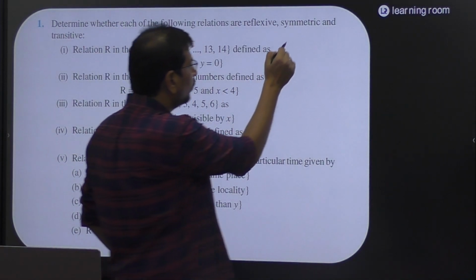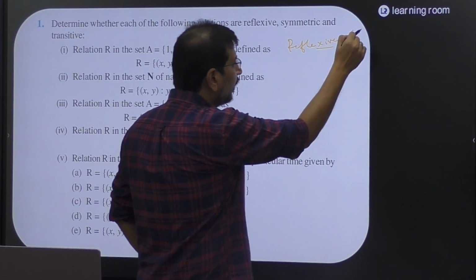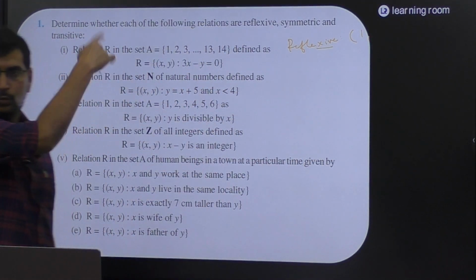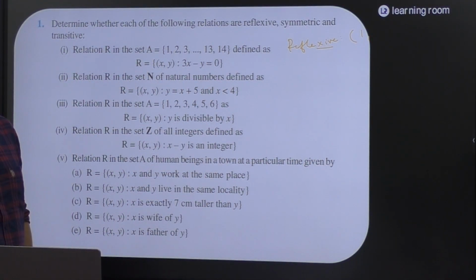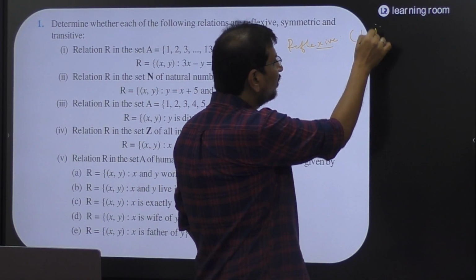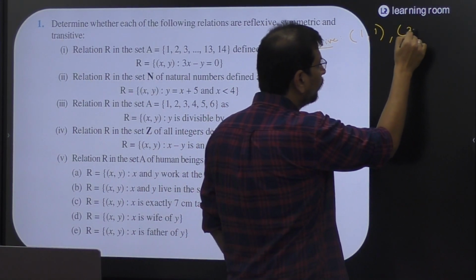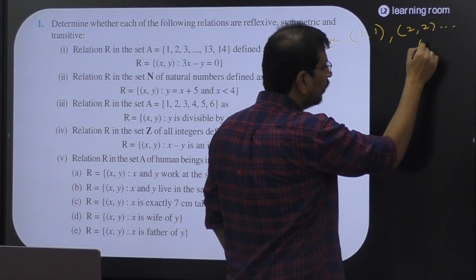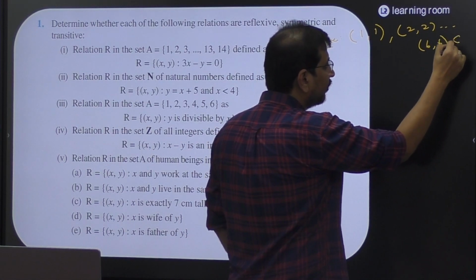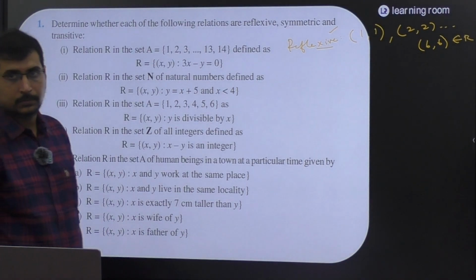So is it reflexive? If I take 1 here, I need to choose a number y which is divisible by this one. Can I think of 1 comma 1? Because a number is divisible by itself. Then what about 2 comma 2? I can take it till 6 comma 6. So everything belongs to R. Reflexive.